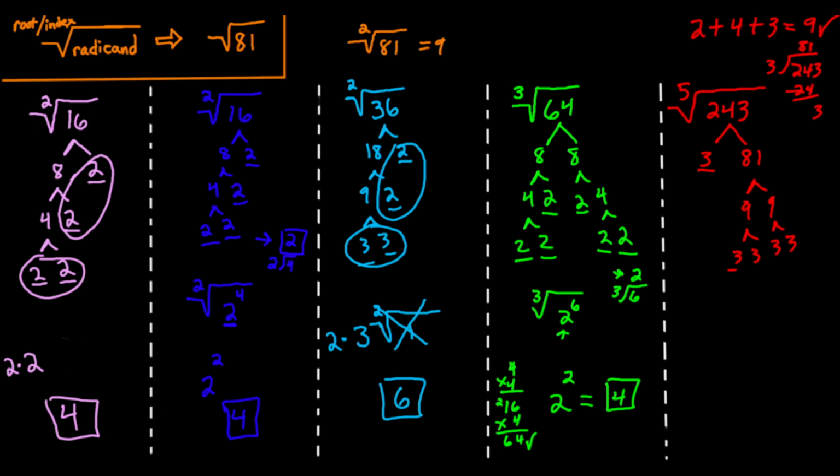So we have 3 times 3 times 3 times 3 times 3. Check it out, we have 5 of them. So check out this ugly circle. Circle all 5 threes, bring out 1. And there's nothing left to circle, so we're done.